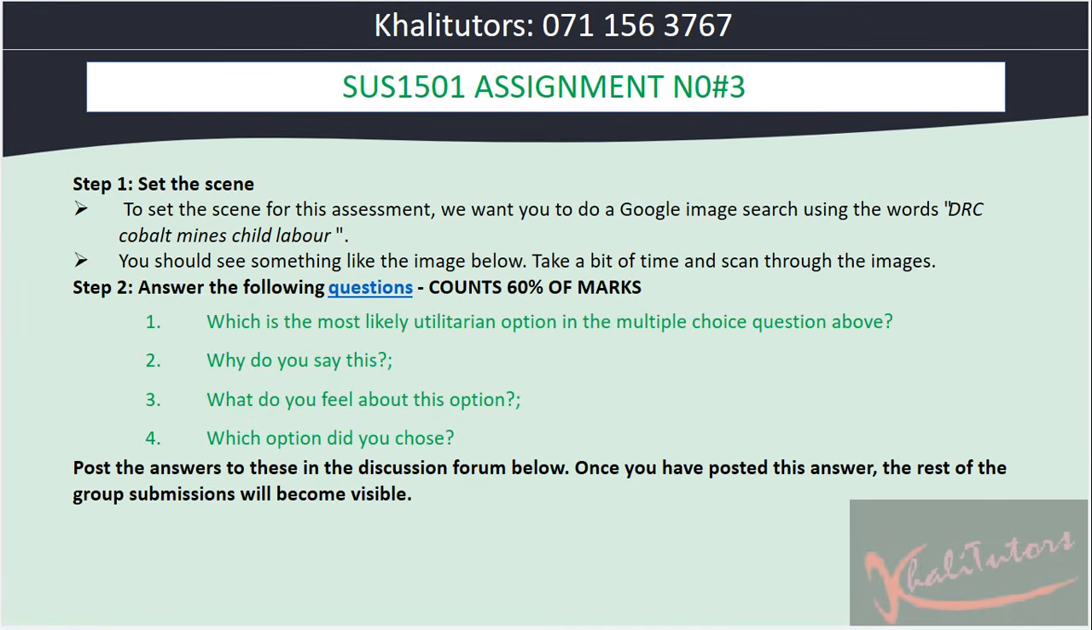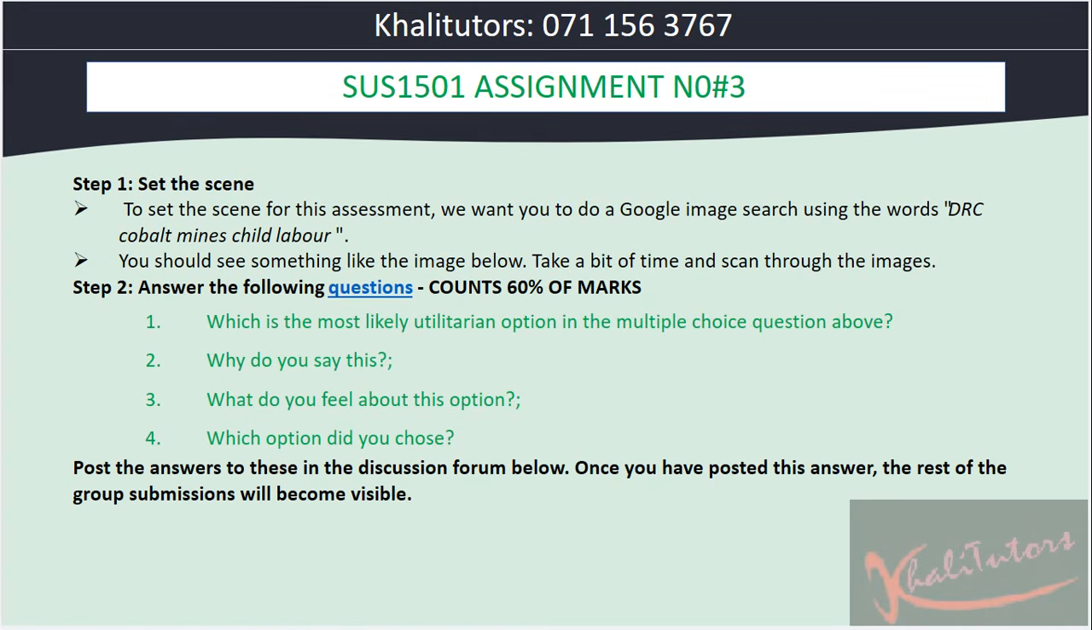Okay, step number 1. It tells you that you must set the scene. This step is basically for you to be familiar with the conditions that the children are working under in the DRC. You don't have to write anything in that section. You just have to go to YouTube and look at the pictures, and once you're done, you'll have a good understanding of what's happening in the DRC. Then you can make an informed decision.